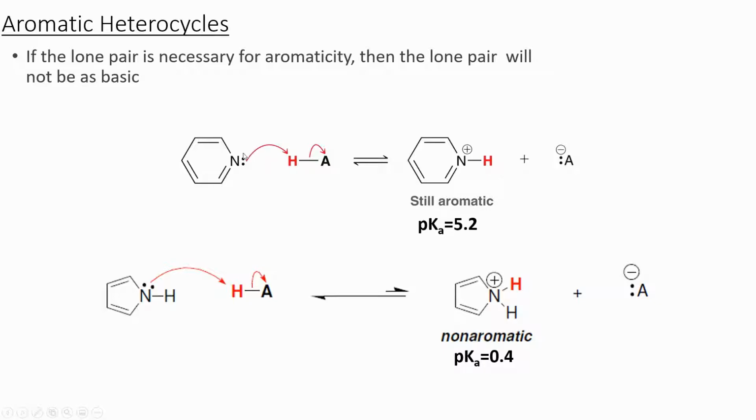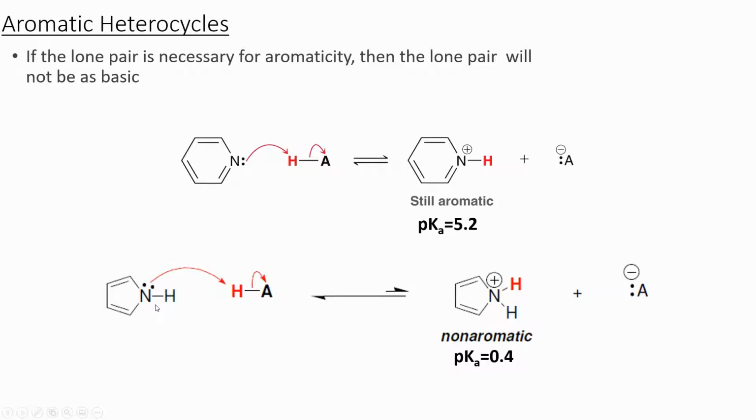Since the lone pair of the pyridine is not part of the aromatic ring, we'll have a pKa of about 5.2, and so this would be a very basic lone pair. The conjugate acid has a pKa of 5.2.